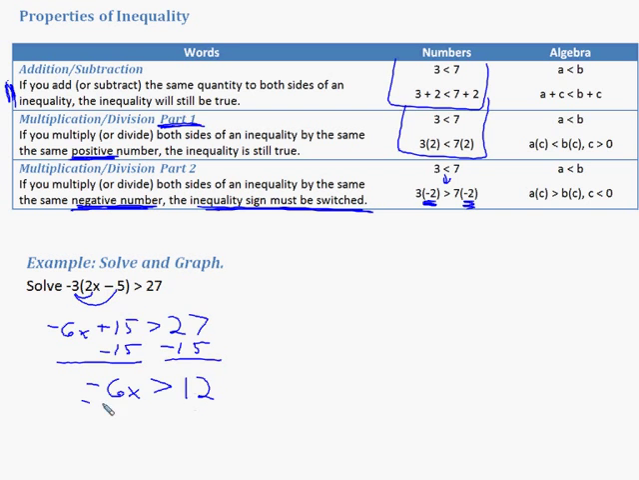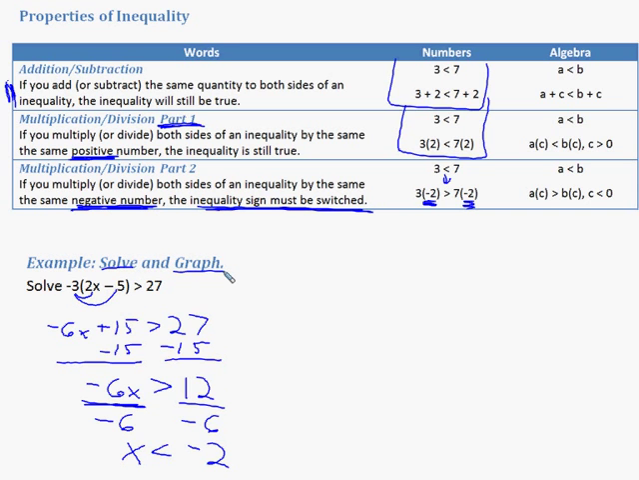And now we're dividing by -6. So this is when the alarm goes off. We're dividing by a negative. So if we divide or multiply by a negative, we've got to switch this inequality sign. So it was a greater than, we're switching to a less than. 12 divided by -6 is -2. Now the directions said solve and graph.